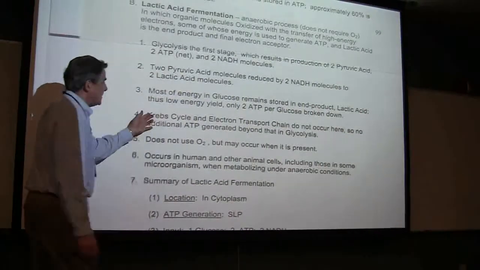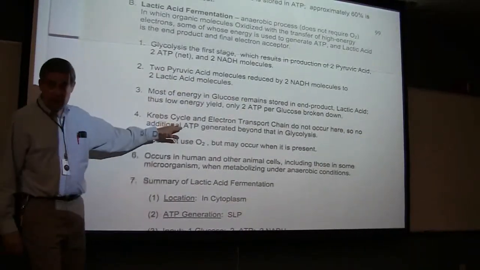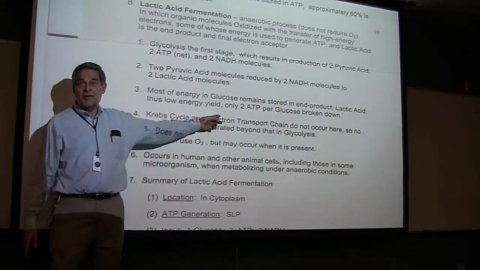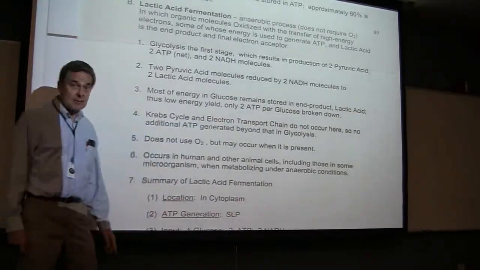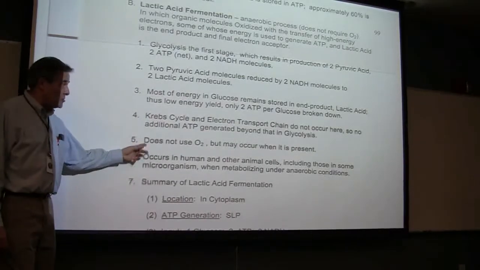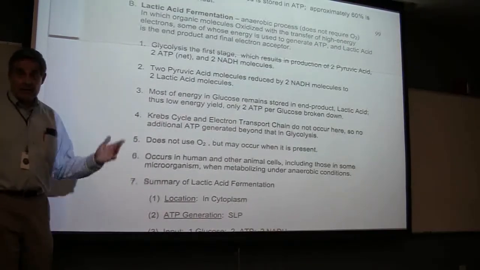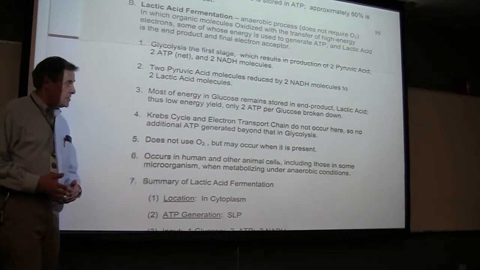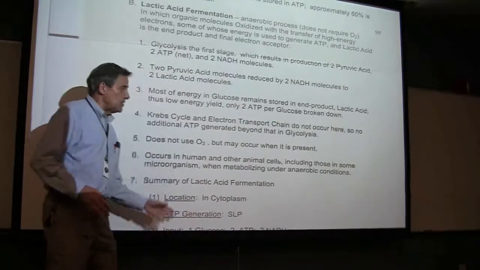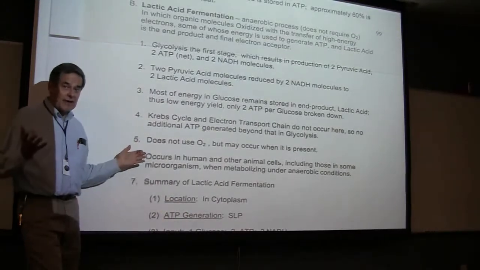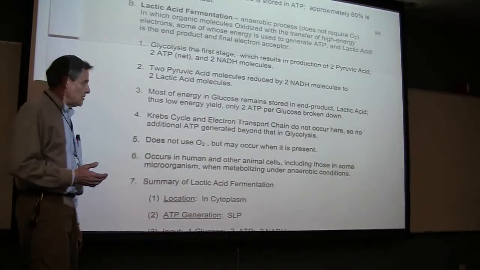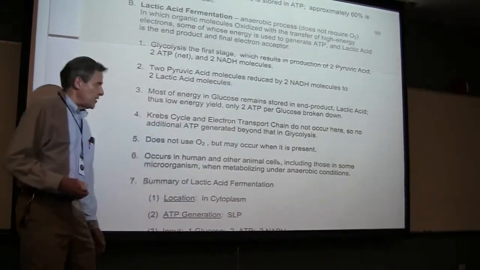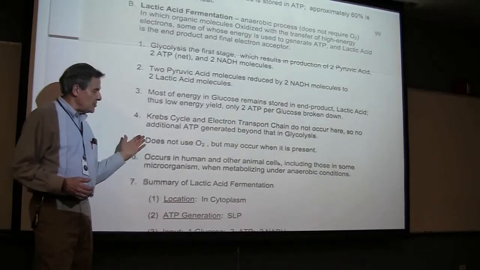So again, in this process, no Krebs cycle involved, no electron transport occurs, and that's why you're stuck with only the 2 ATP that were generated in glycolysis. No oxygen used, but it can occur when oxygen is present, it just doesn't use it. Okay? In our bodies and those of most other animals, this is what we see. When they don't have oxygen available, they carry on lactic acid fermentation. As I said, some microorganisms that can metabolize under anaerobic conditions can carry on this as well.